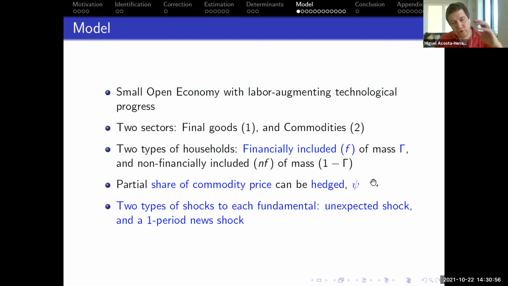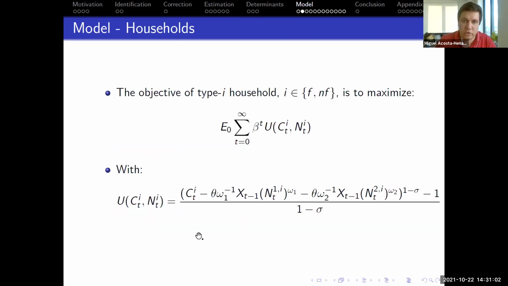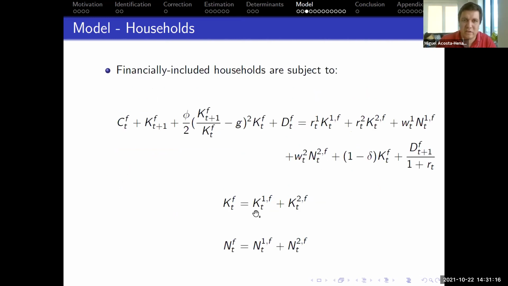For each of the shocks in the economy, there are two types of disturbances: the unexpected one and the news shock. The preferences are actually standard. You consume final goods and you provide labor to both sectors. These are just standard GHH preferences.